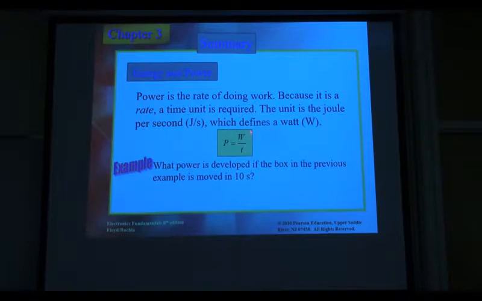The power equals the work divided by the time. The work, we already know that: 400 times 5 equals 2,000. Then 2,000 divided by 10 equals 200. 200 what? Joules per second, or watt. We prefer to use watt. So P equals 200 watt.